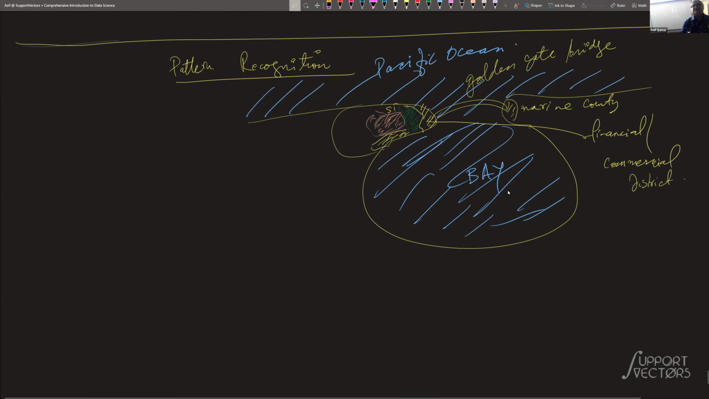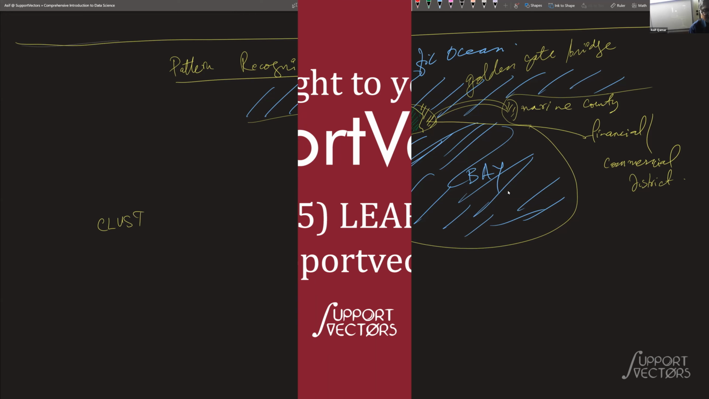Now, how do we search for clusters in data? So one of the things is, see, so we will go with clustering today, clusters.